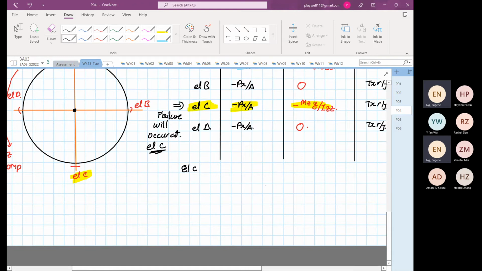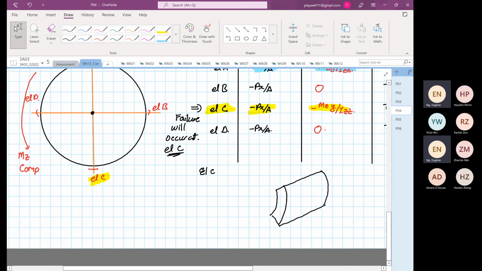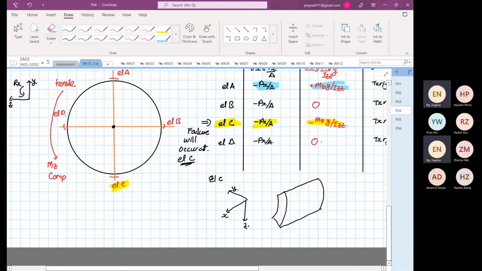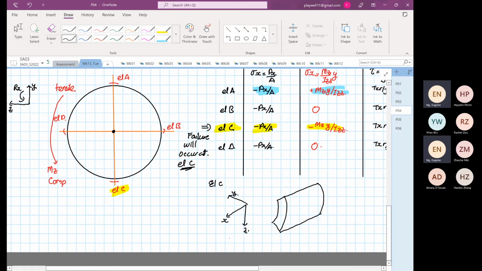Okay. So if we're going to view element C in this manner, that's our element C. And then if I were to sketch our transformation, this is our X, and then this is our Y, and now our Z. Basically, I've rotated in such a sense that this is how our transformation looks like.